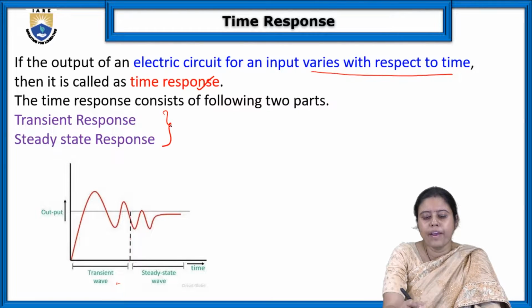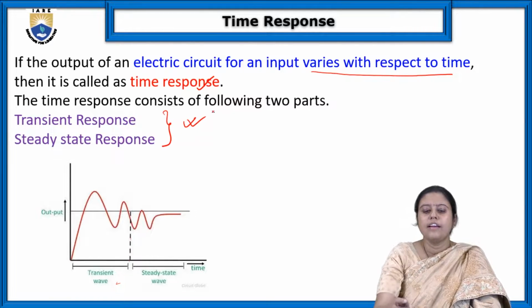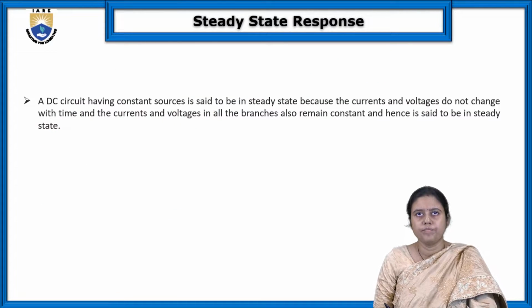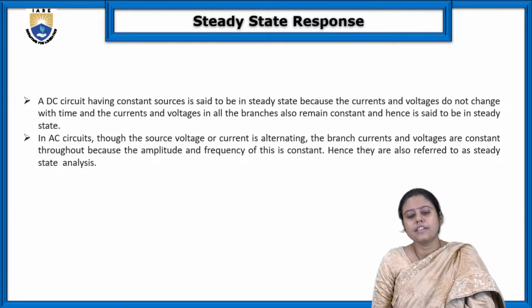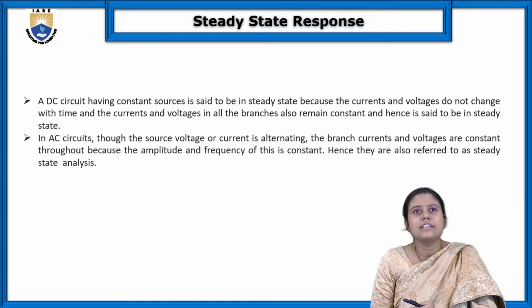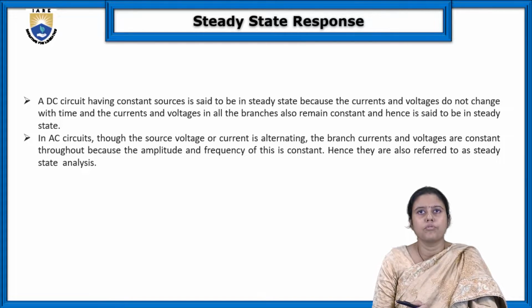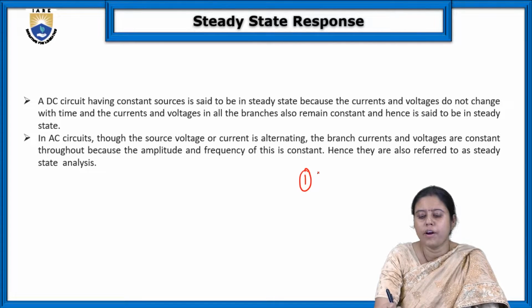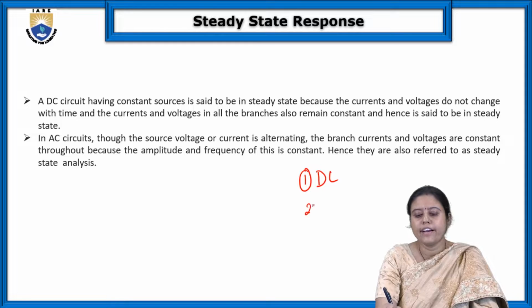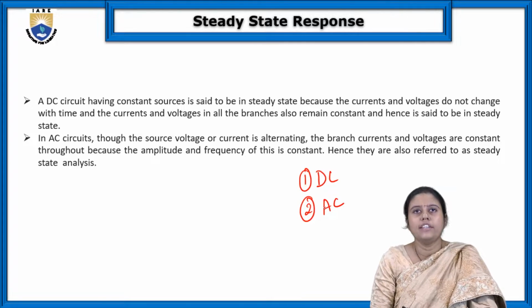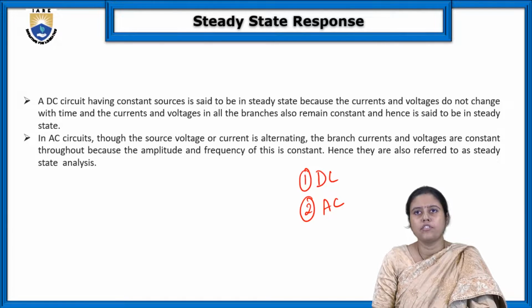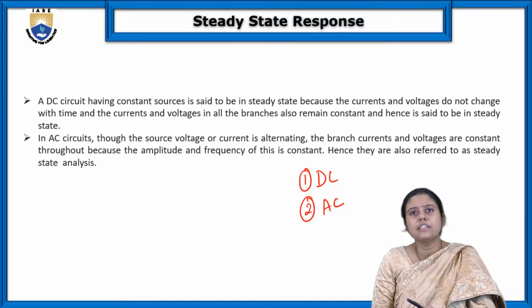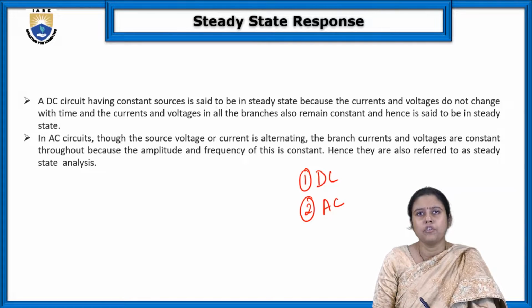Today our main class is based on these definitions of responses. First we will discuss the steady state response. The input for an electrical circuit is of two types. One is called DC, or direct current, and the other is AC, alternating current. So the input of any electrical circuit may be two types: DC input or AC input. So how does the system change with the change of the input?